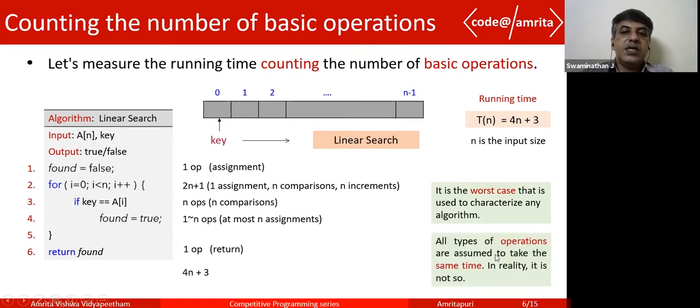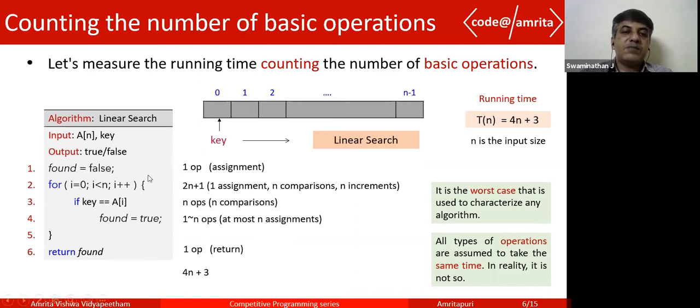Another aspect that we look at is, when you say 4n plus 3, we assume that all kinds of operations take the same time, but it's not really the same. Some memory bound operations will take more time. Assignment will take more time because it involves two memory locations, right? You have a memory location, and then you have to set something to it. But any CPU bound operation, like incrementation, multiplication, or division, will take less time, because it's done in the CPU. But if you shuttle between CPU and memory, then it's going to take more time.